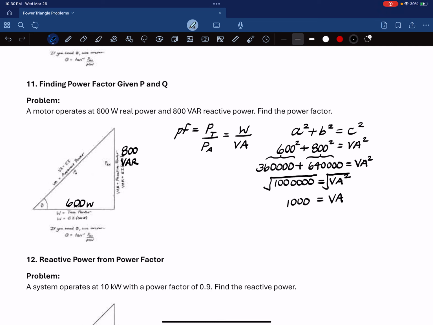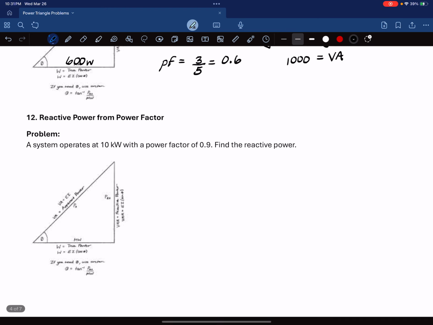Okay, and now we can substitute this back into our formula. So power factor is W over VA. And we can cross off some zeros to get 6 over 10, which reduces to 3 over 5, or the decimal 0.6. And that is our power factor.